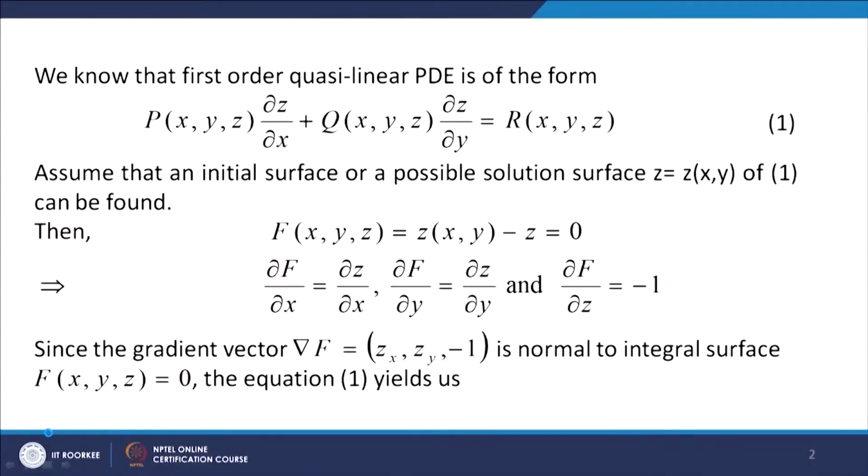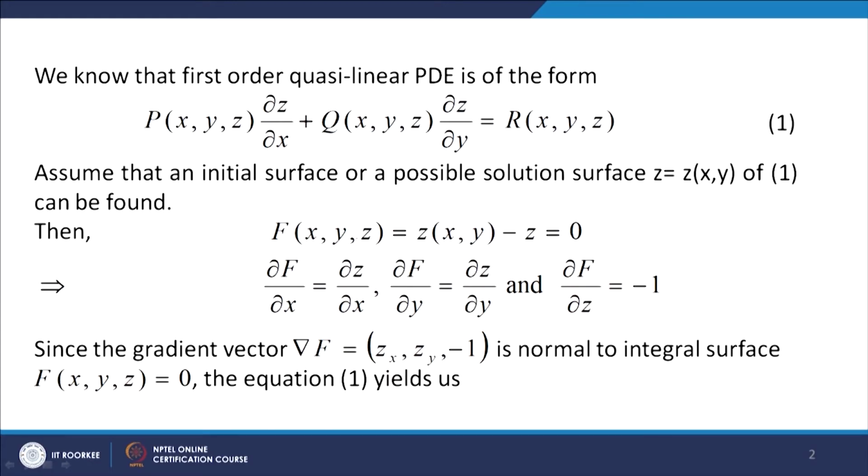We know that a first order quasi-linear partial differential equation is of the form P(x, y, z) ∂z/∂x, which we have denoted by p earlier, plus Q(x, y, z) ∂z/∂y, which we have denoted by q earlier, is equal to R(x, y, z). Now let us assume that an initial surface or a possible solution surface z = z(x, y) of the equation 1 can be found.